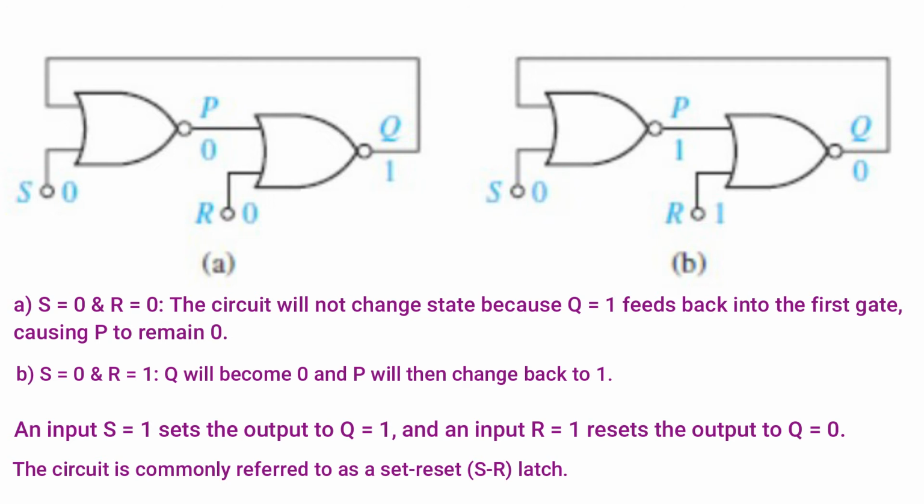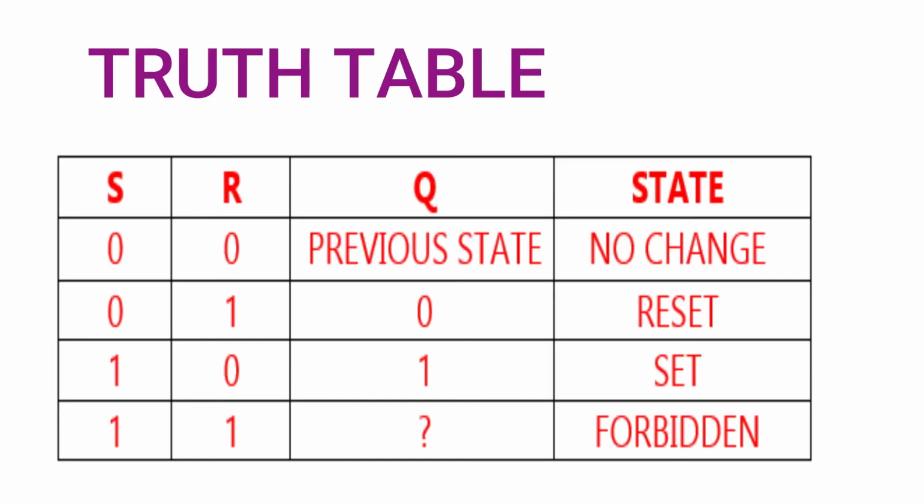So if you look into the truth table where we have the two inputs S and R and the output Q, for the two values where S equal to 0 and R equal to 0, I don't know what the state of the output Q is. It may be either 0 or 1. So I write the output of Q as the previous state. I don't know what exactly the previous state of Q is. So for the given input S equal to 0 and R equal to 0, I write the output of Q as previous state.